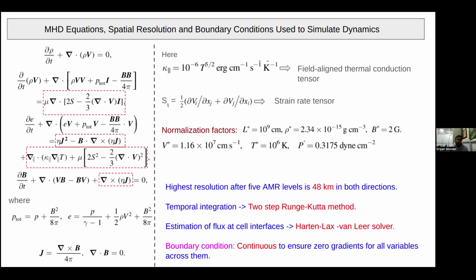Now, for temporal integration and estimation of flux at cell interfaces, we have used the two-step RK method and HLL solver in our simulation. As far as boundary conditions are concerned, we have considered continuous boundary conditions to ensure zero gradients for all the physical variables across all the boundaries.